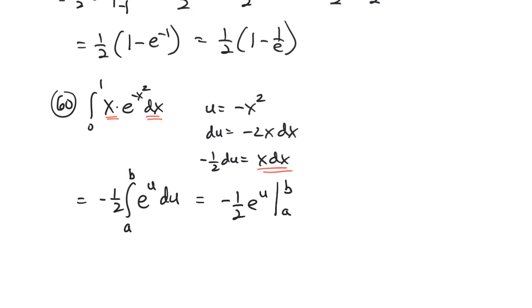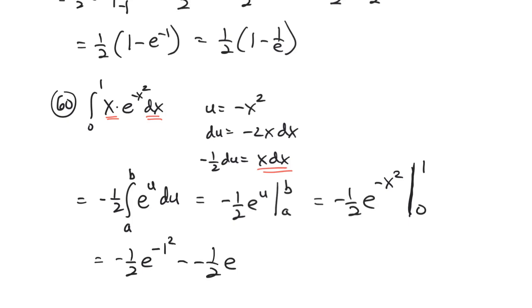And now that I've integrated, I'm going to put everything back. That gives me negative 1/2 e to the negative x squared, and put the original limits of integration back, which were from 0 to 1. And just like last time, the arithmetic will be the same as before. We plug in the 1 for x, then we go minus, so we plug the 0 in for x. So that will give us negative 1/2 e to the negative 1 squared minus 1/2 e to the 0.